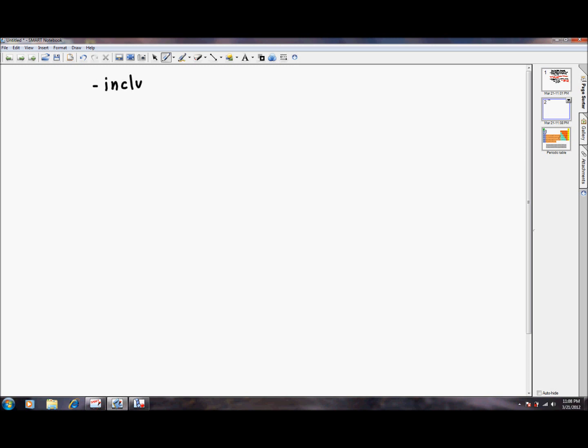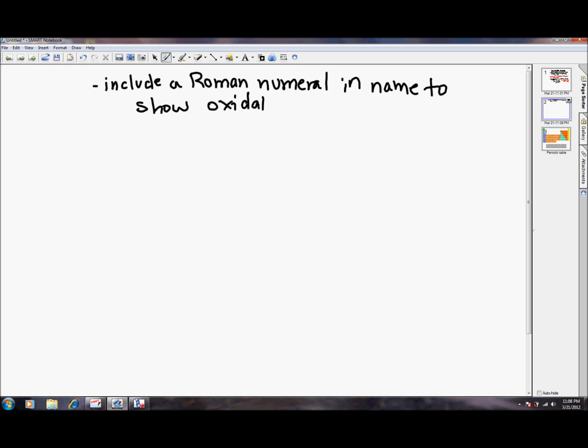For these compounds, we will see something different in the name. It will be a Roman numeral to show the oxidation number or the oxidation state of the transition metal.